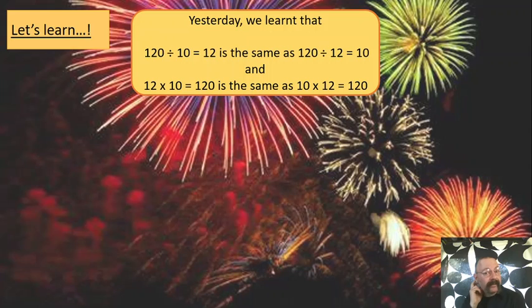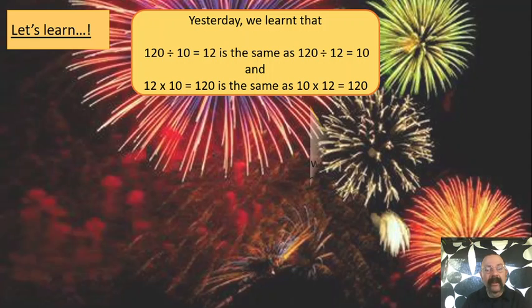Okay, so yesterday we learned that 120 divided by 10 is the same as 12, and that is the same as 120 divided by 12 is 10. So we worked out some related number facts. Okay, so 12 times 10 is the same as 120, and that is the same as 10 times 12, which is also 120. So we remember that multiplication can be done in any order, but division can't. But we can still generate some related facts.